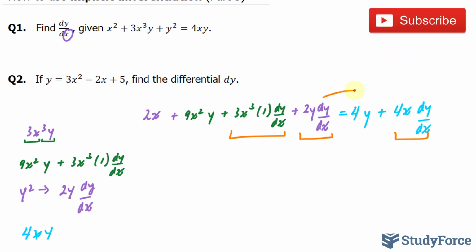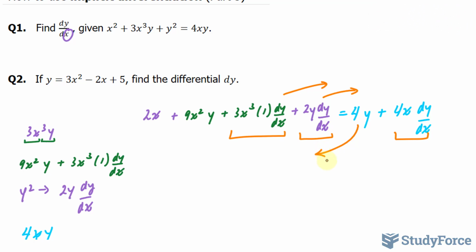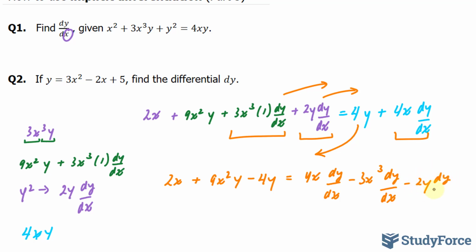For that, I'll bring this over and I'll bring this term over. And at the same time, I'll bring 4y over to the left side, giving us 2x plus 9x squared y minus 4y, bringing this over makes it negative, is equal to 4x dy over dx. This part stays where it is. This part moves over. It becomes negative 3x cubed dy over dx. And this becomes negative 2y dy over dx.